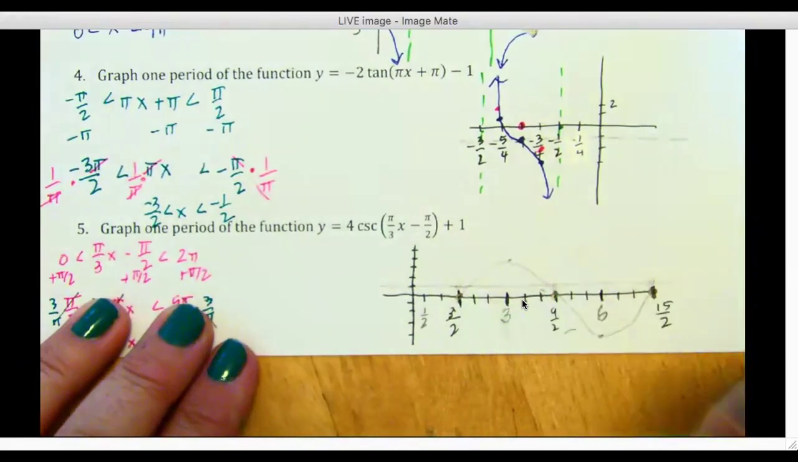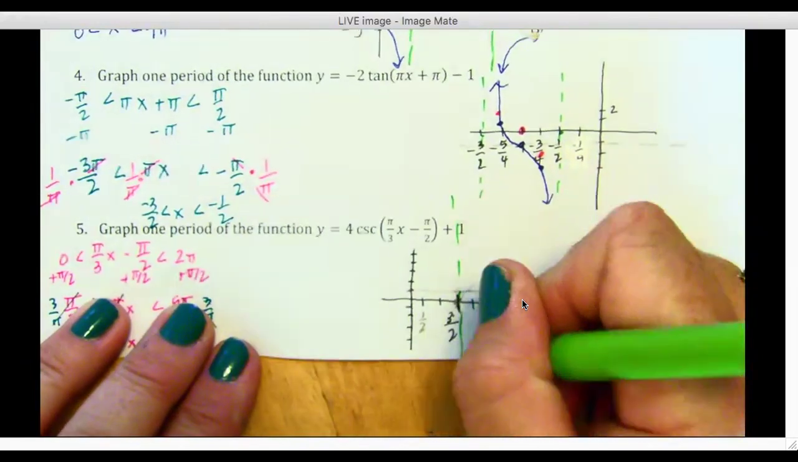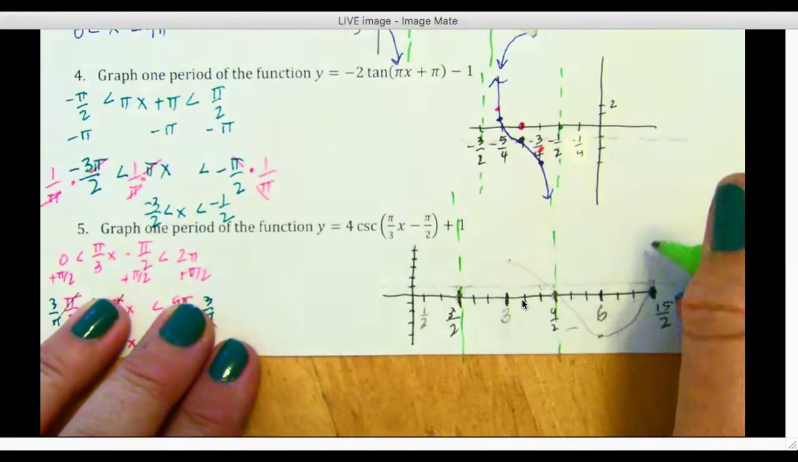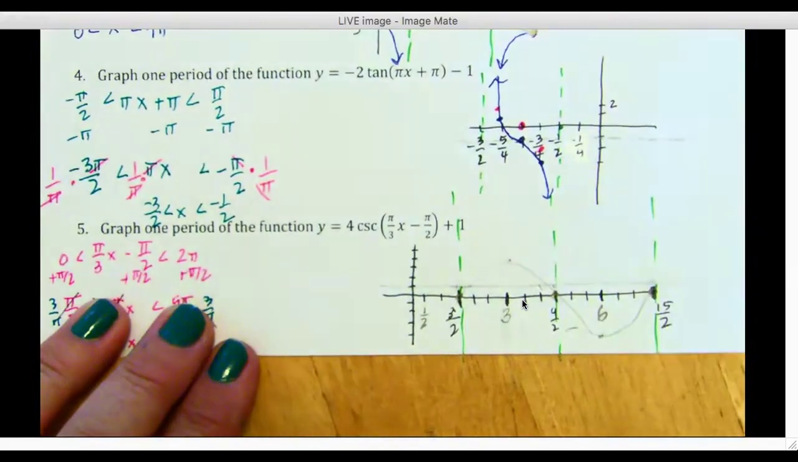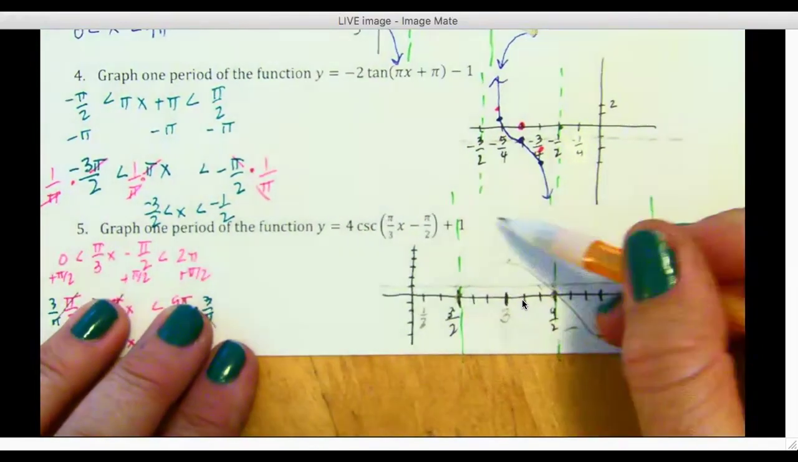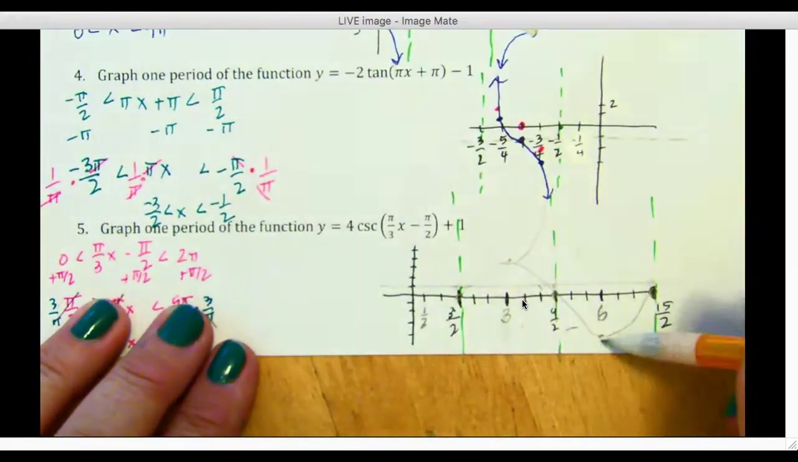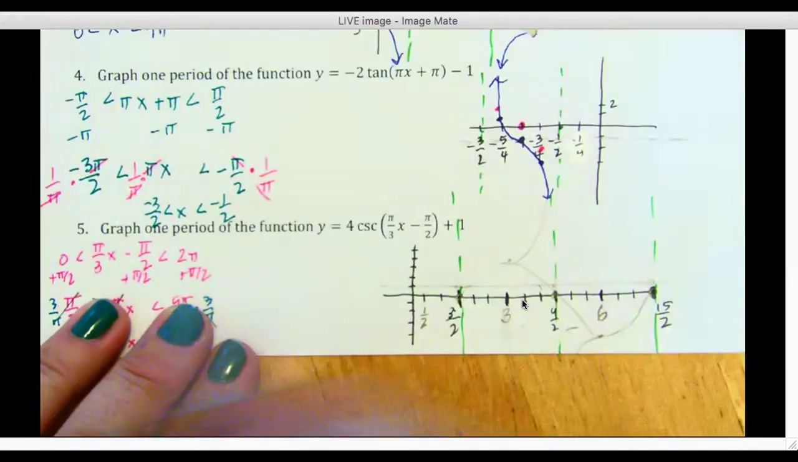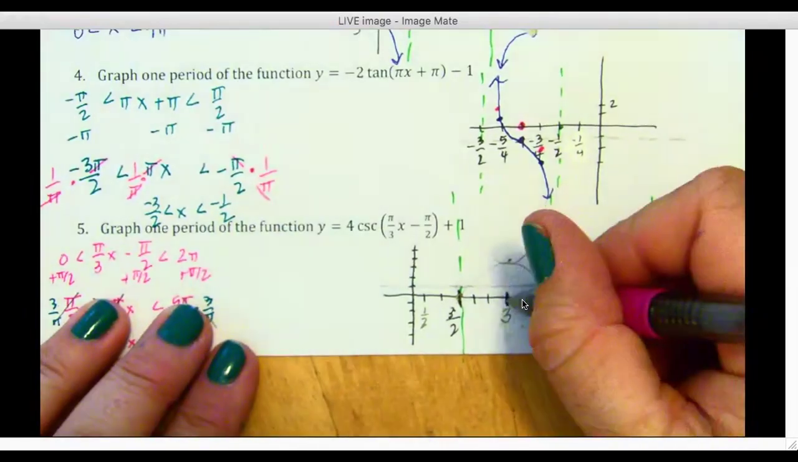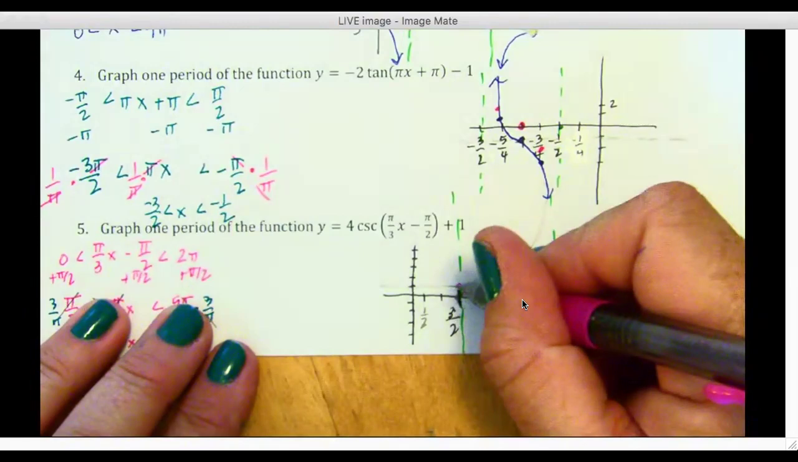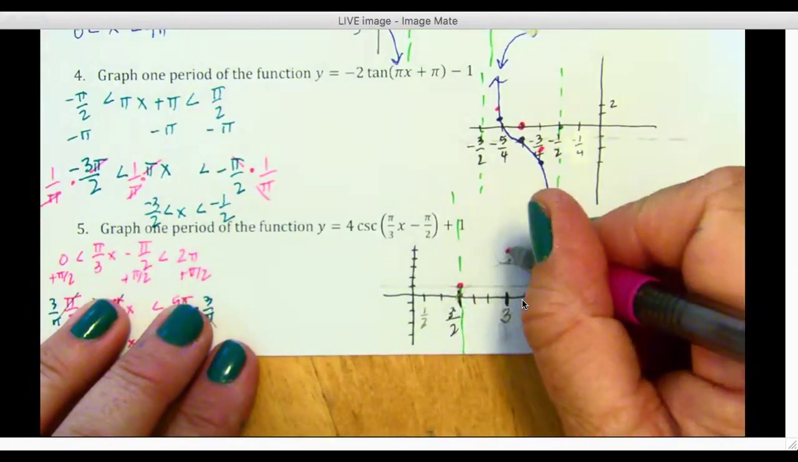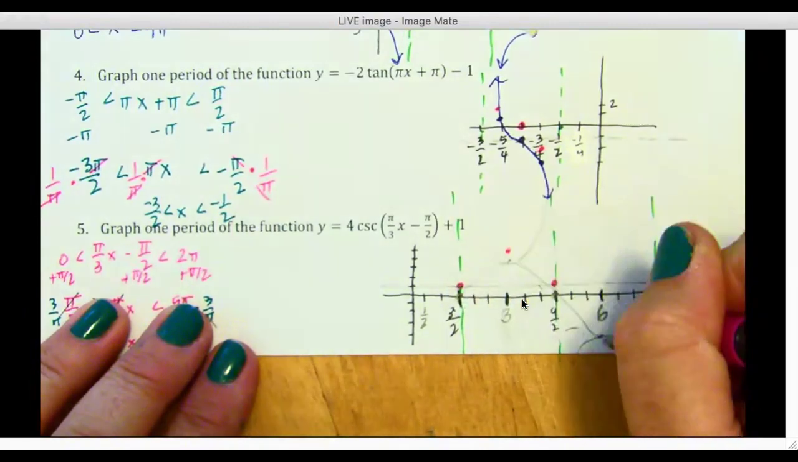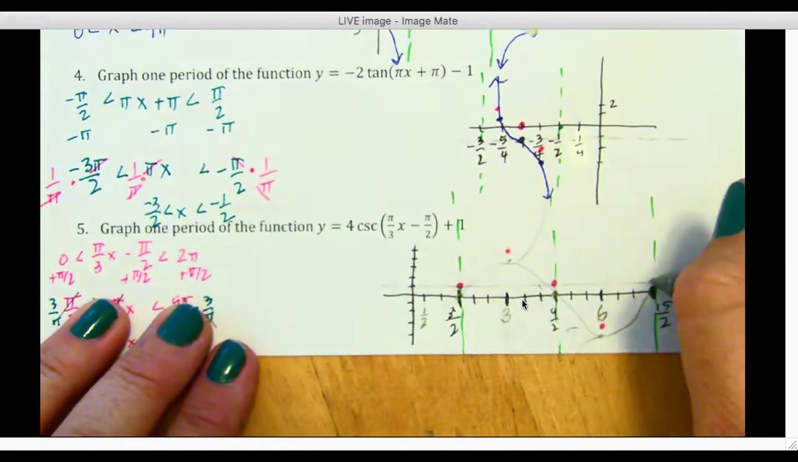So wherever sine was 0, cosecant has a vertical asymptote. And then cosecant would curve up from here, but remember, we are shifting this graph up 1. So all of these points are moving up 1. So up 1, up 1, up 1, up 1, and up 1.